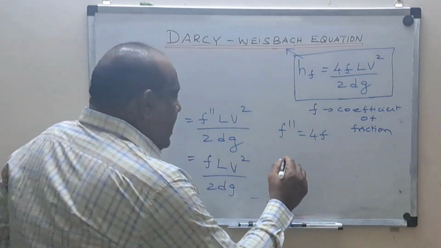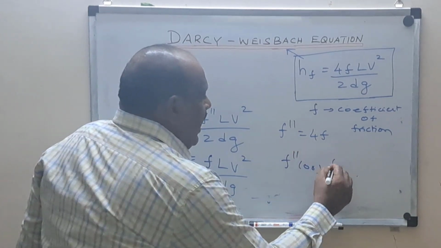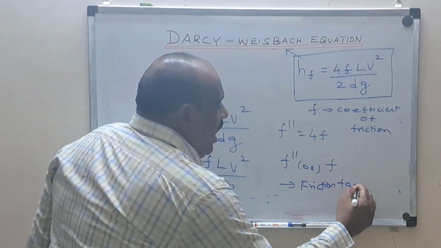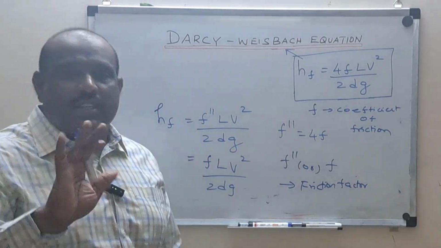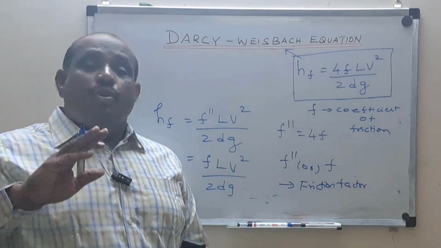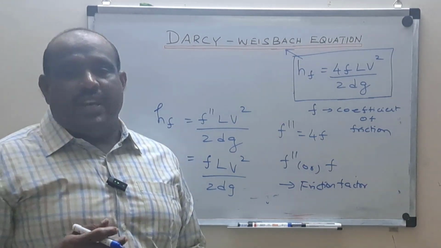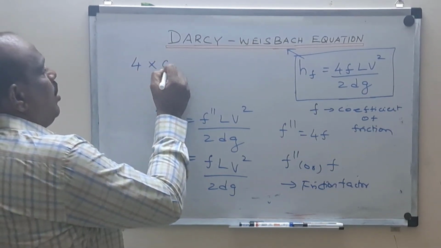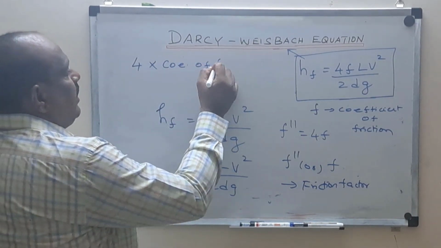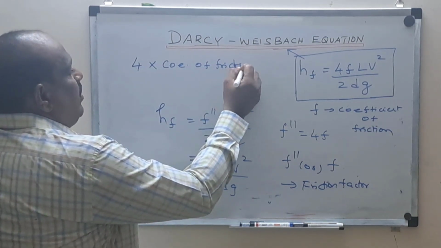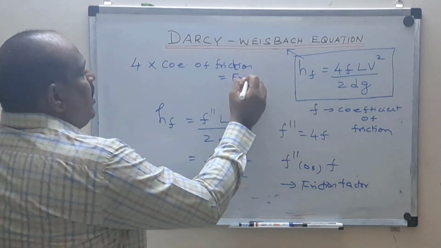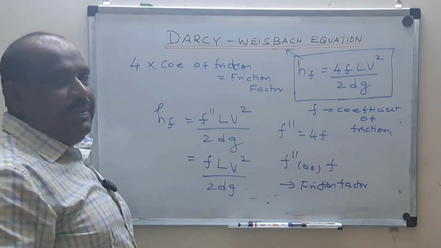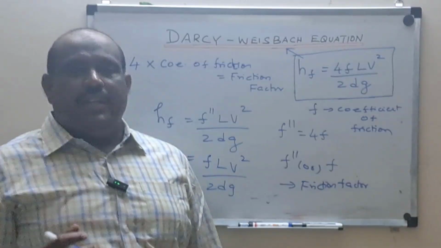But they are calling this f double dash, or f, the friction factor. Friction factor, and it's not called the coefficient of friction. Because 4 times the coefficient of friction will be equal to the friction factor. If you want, I can write it like this: 4 times the coefficient of friction is equal to the friction factor. But why it is getting confused is because they are trying to retain the same term f on both the left hand side and the right hand side.